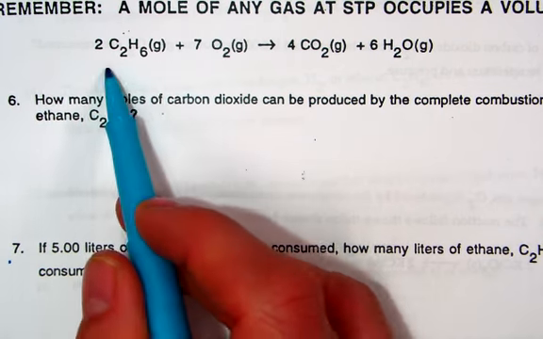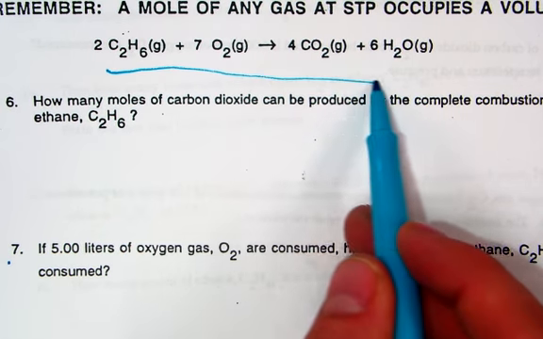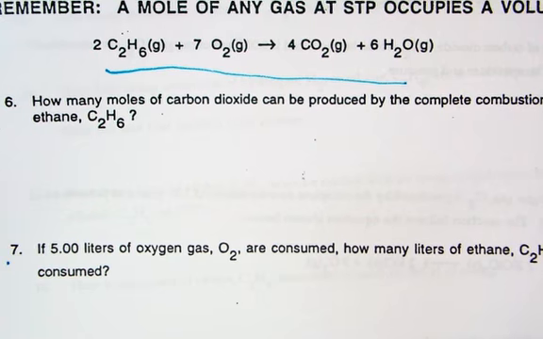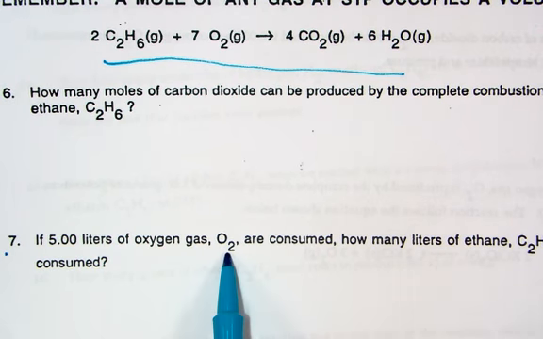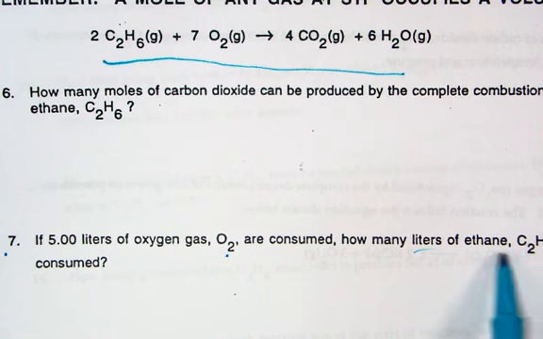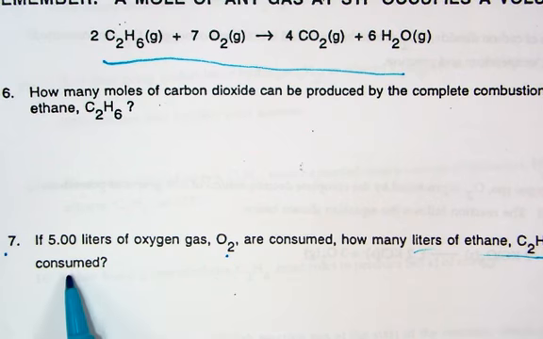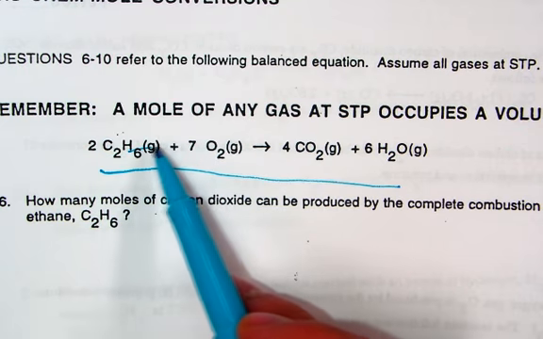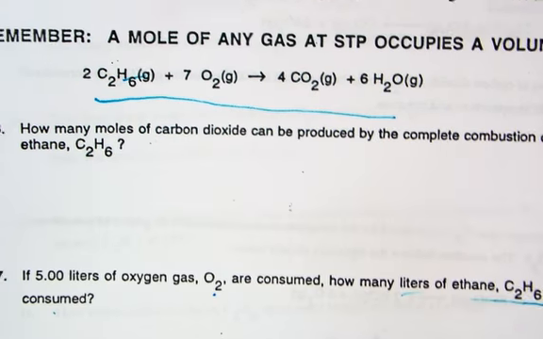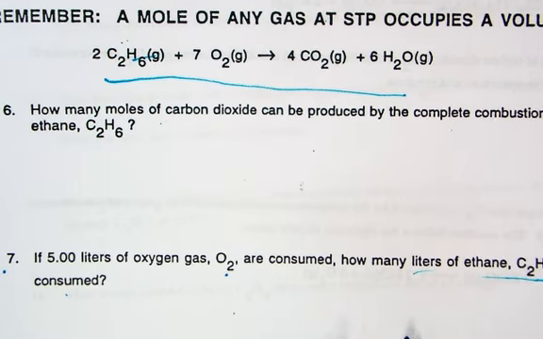I'm going to use this balanced equation to help me along with number 7. So first we got 5 liters of oxygen, and we want to go to liters of ethane. So we're going to go from liters of oxygen all the way to liters of ethane. So we're going from here to here. So let's take a look at how we do that.